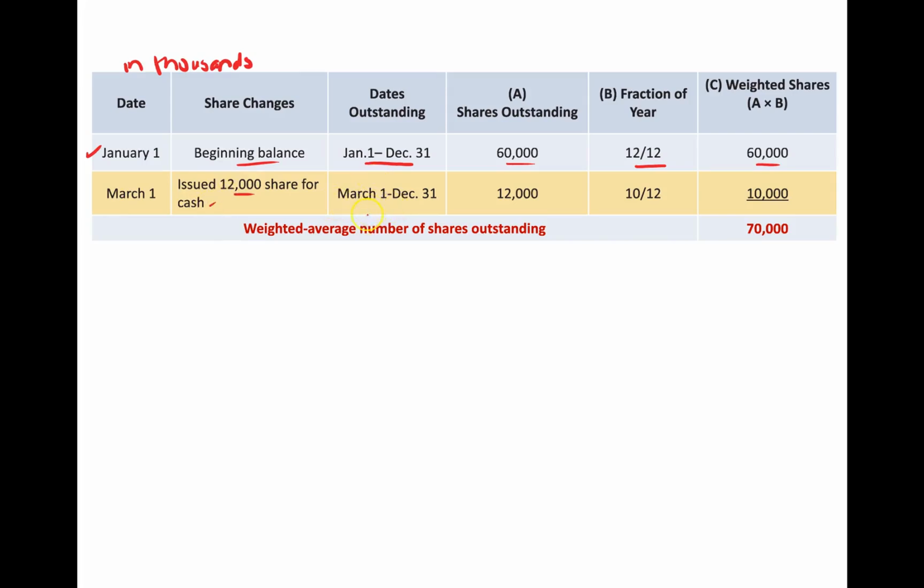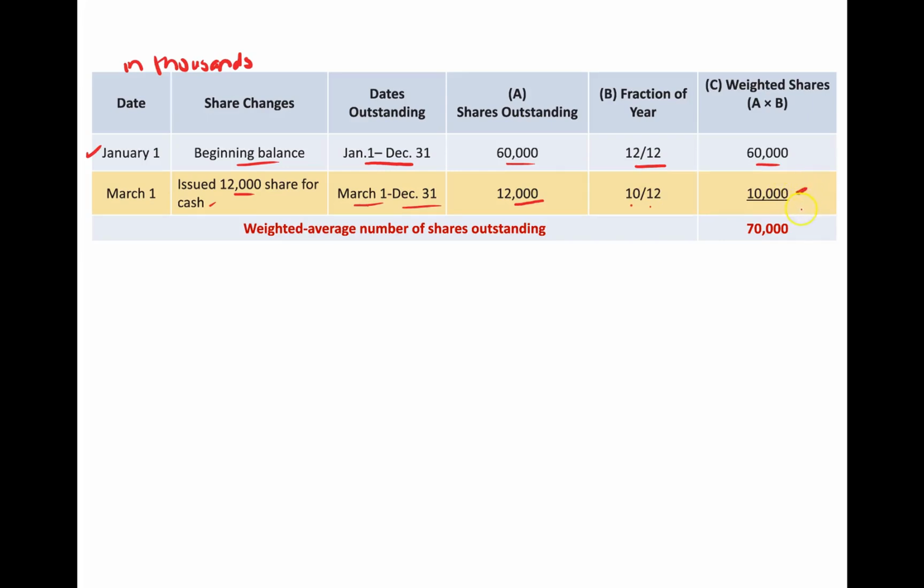That means those 12,000 shares were outstanding in the open market from March 1 to December 31. So we're going to take those shares outstanding of 12,000 and multiply by the fraction of the year that they were outstanding, which is 10 months out of the 12 months, because March 1 to December 31 is 10 months. And so then we get 10,000.